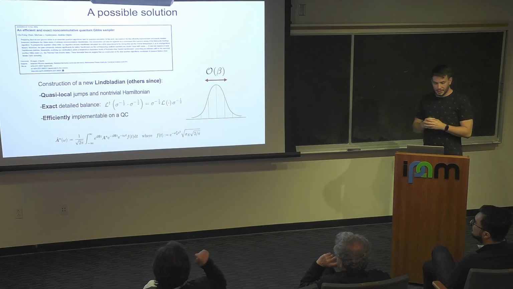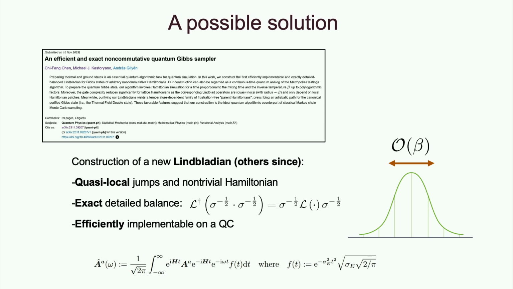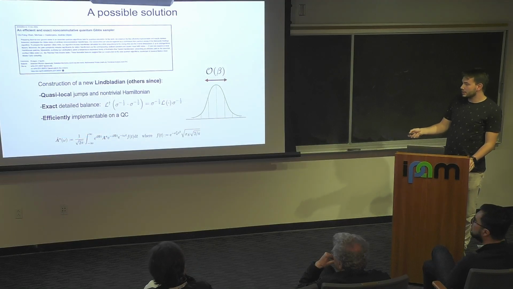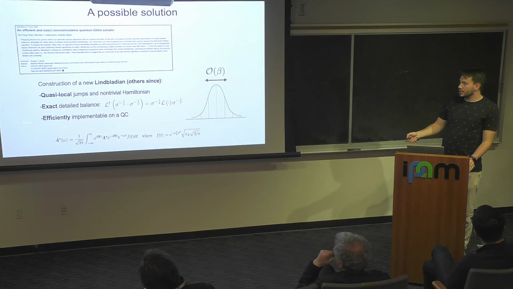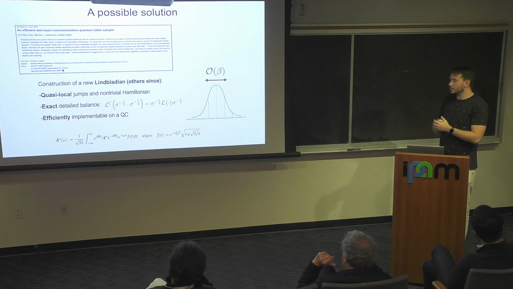But now we have a possible solution. In fact, now we have quite a few solutions. But as far as I know, this was the first construction of a new Lindbladian that is a quantum dynamical semigroup. And it has almost everything we wanted from the classical. So it has this detailed balance condition. You can efficiently implement this evolution if I give you a quantum computer.